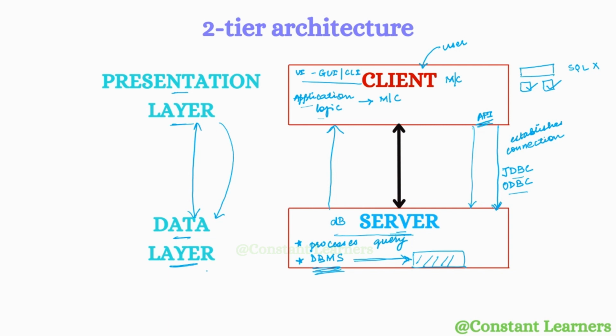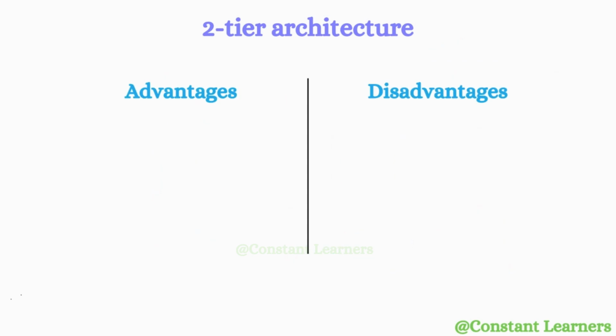The database management system inside the data layer processes the queries, fetches the data, and returns it back to the presentation layer or to the client. Alright, I hope the two-tier architecture was clear. The overall architecture is very simple, so of course the maintenance is also going to be very easy.